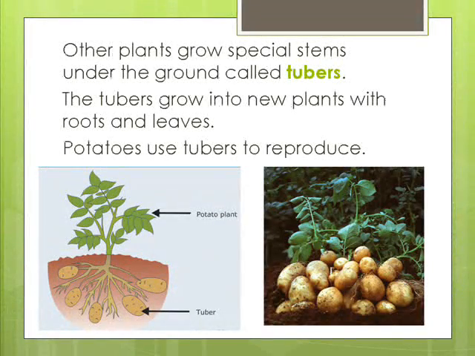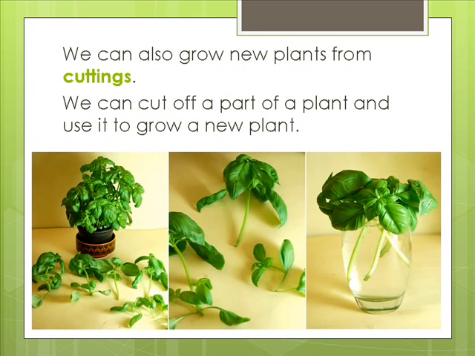Other plants grow special stems under the ground called tubers. The tubers grow into new plants with roots and leaves. Potatoes use tubers to reproduce. We can also grow new plants from cuttings. We can cut off a part of a plant and use it to grow a new plant.